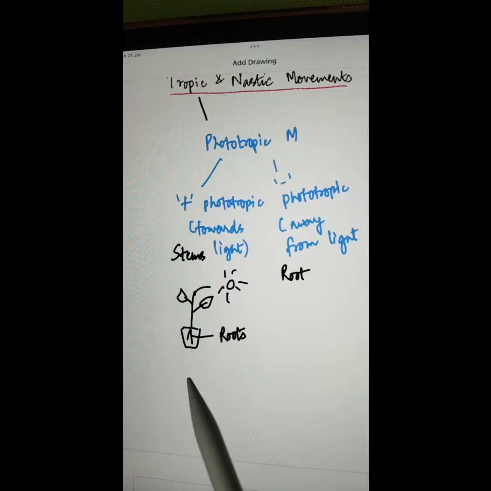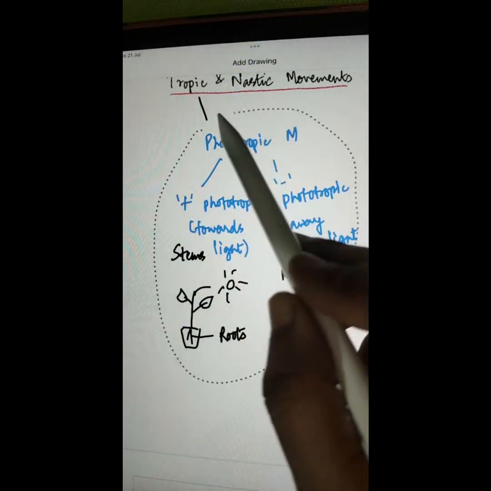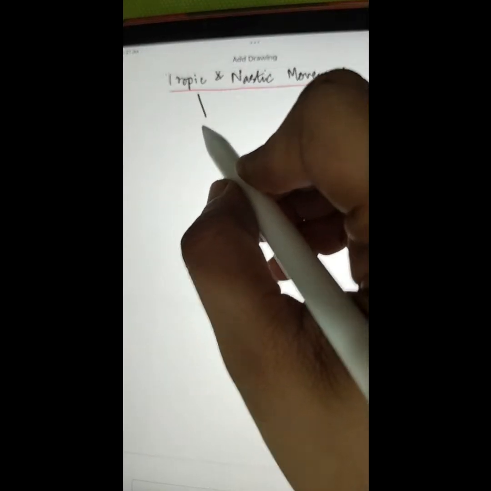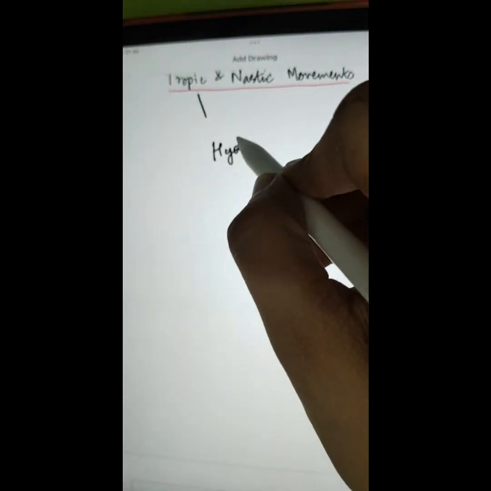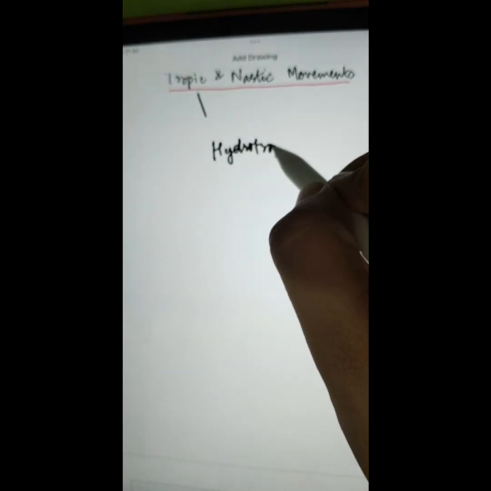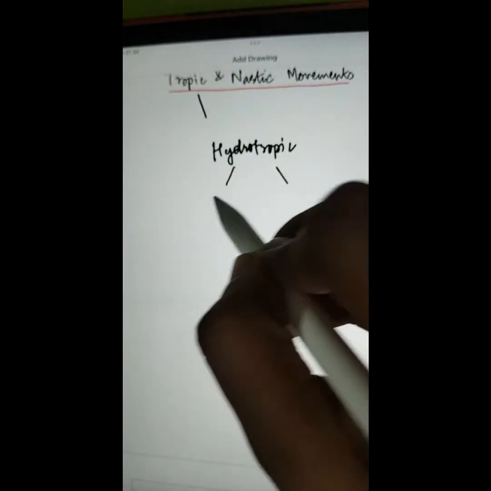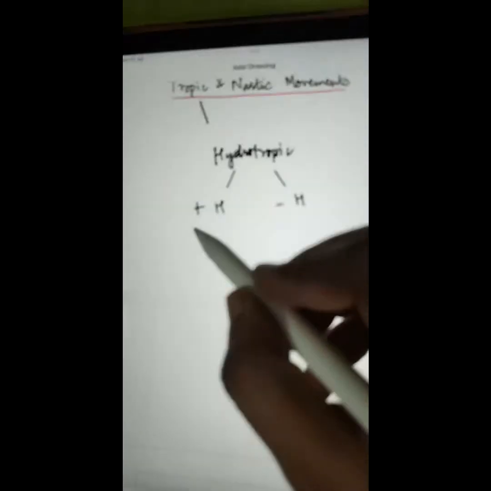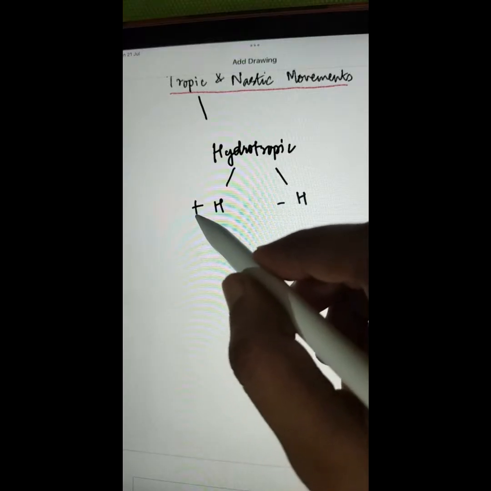If you see sunflower, sunflower is also phototropic. It moves along the direction of the sun. Why? Because it is phototropic. Now next, the examples of positively hydrotropic and negatively hydrotropic. So hydrotropic movements, as I said, will be of two types, positively hydrotropic and negatively hydrotropic. I'm just writing in short for you, plus H.